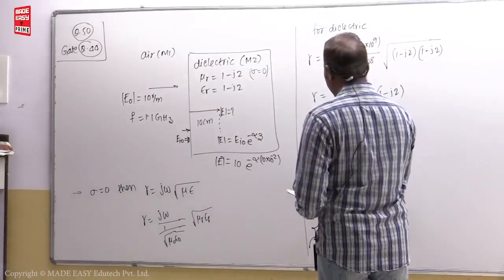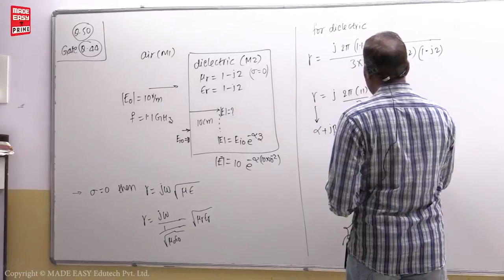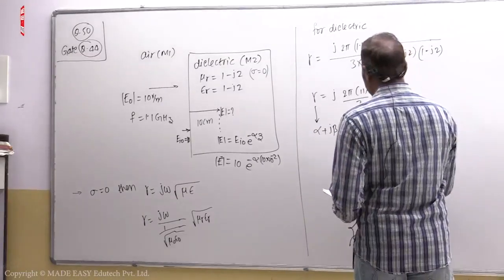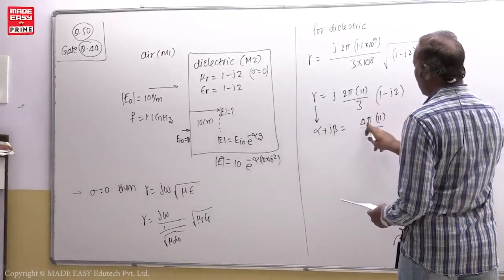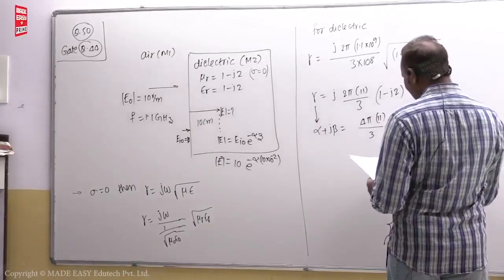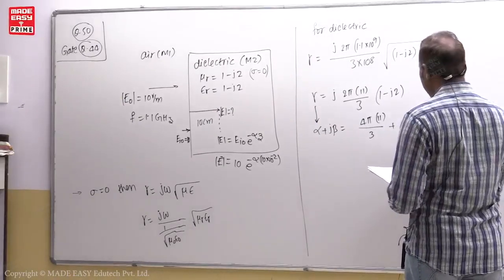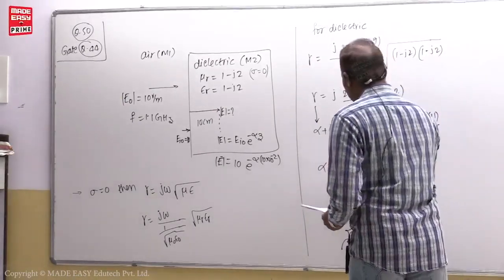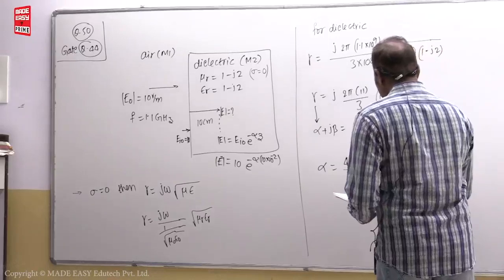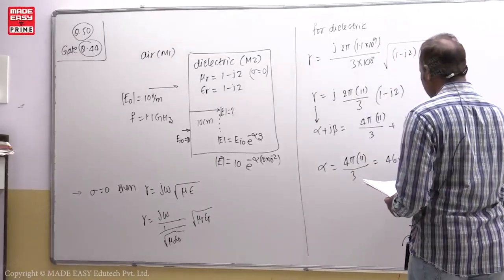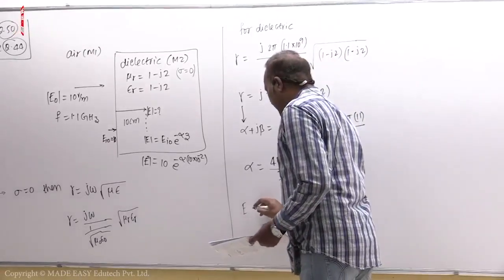From this, alpha plus j beta is gamma. Gamma is alpha plus j beta, students. So 4 pi into 11 divided by 3, because j into j is j square, minus 1 into minus 1, plus 2 into 2, gives 4 pi 11 by 3, and beta we are not bothered about that. Anyway you can write here j 2 pi 11 divided by 3. From this alpha is equal to 4 pi into 11 divided by 3. So that is nothing but 46.0533.